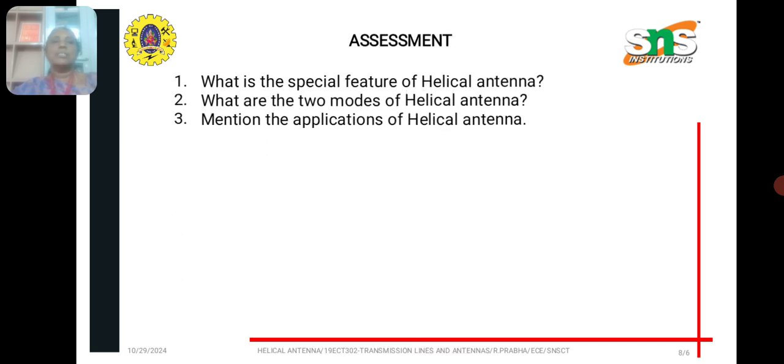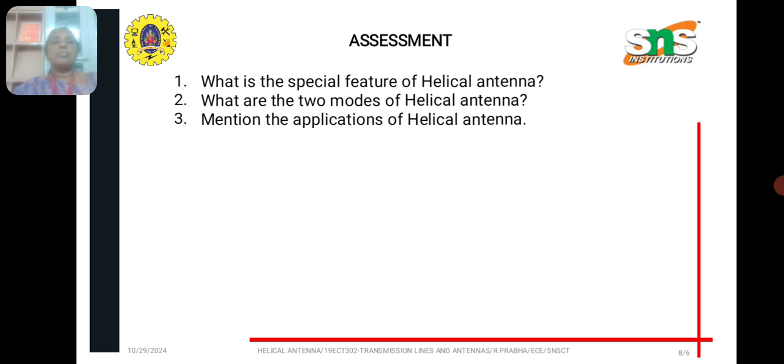And now the assessment question. The special feature of the helical antenna is that it provides circularly polarized electromagnetic waves, and the two modes of the helical antenna, as discussed in the PPT, are normal mode of operation and axial mode of operation. In normal mode, the helix dimensions are small when compared to the wavelength. In axial mode, the helix dimensions are large compared to the wavelength, and the dimension equations we also discussed.